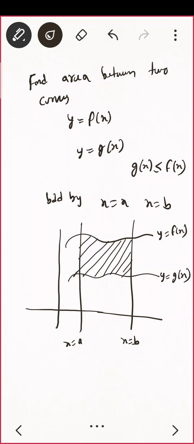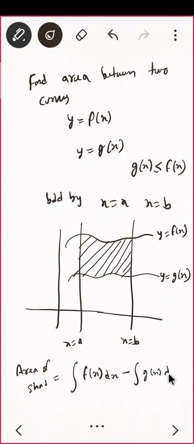Whether it is integration or not? Yes, area of shaded part, it will be integration of f of x dx minus, let me write just, integration of g of x dx. Then later on I will write combining them. Is that okay? That means graphically, do you understand what I'm doing?